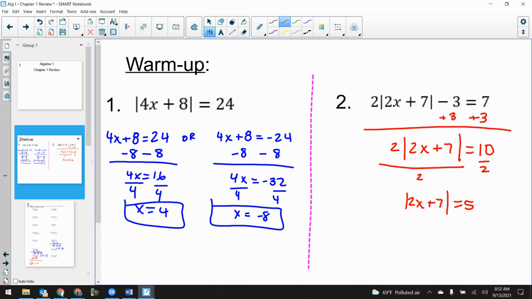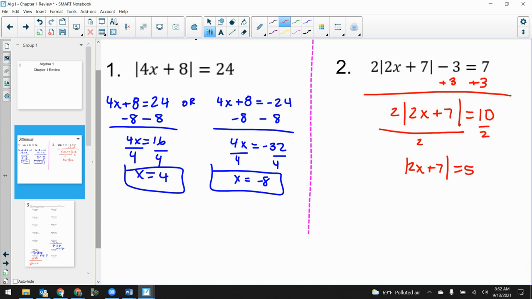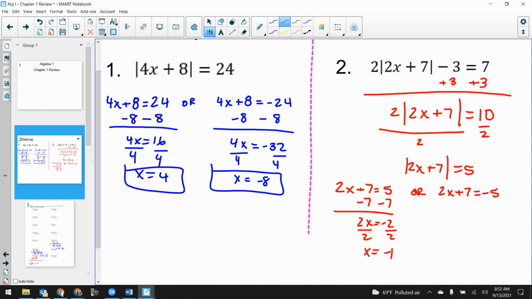And now I create my two solutions. Now I create my two equations that I solve for. I say 2x plus 7 is equal to 5, or 2x plus 7 is equal to negative 5. I subtract the 7, divide by 2. I subtract the 7, divide by 2. There's my answer.